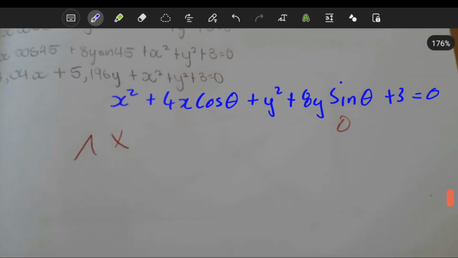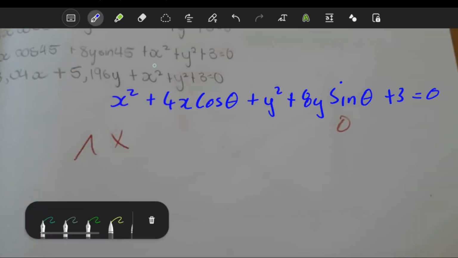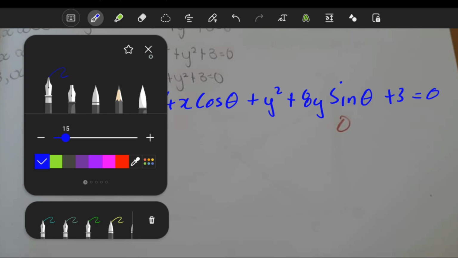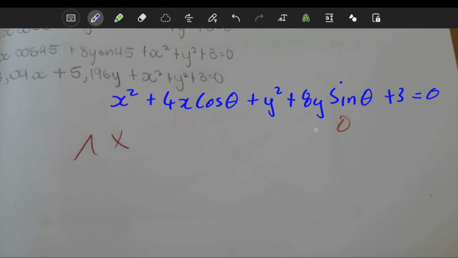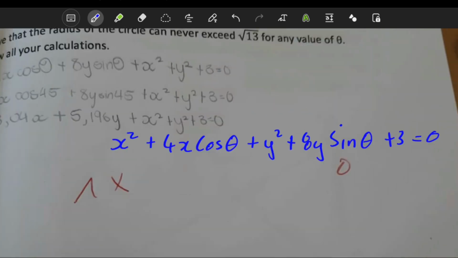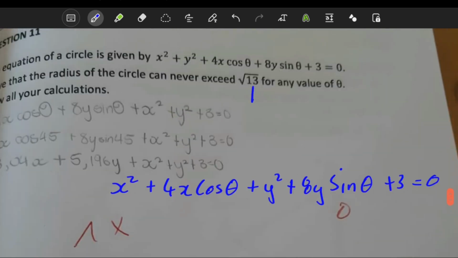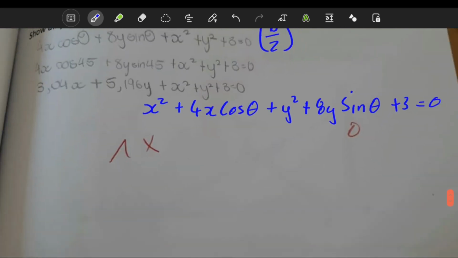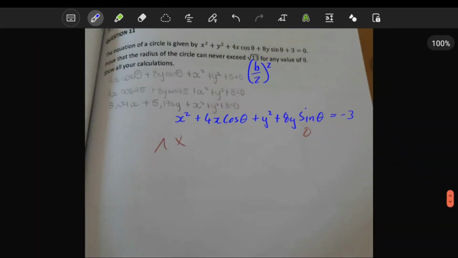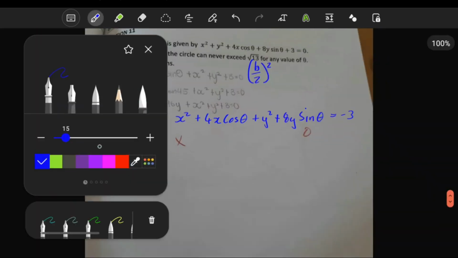Okay, now what? Let's just think normally. If we were doing this question without worrying about the cos and the sine, we would just complete the square. Completing the square, remember we have to get b over 2 squared for both x and y, and then we add it on both sides of the equation. The 3 has to go to the other side, so minus 3.